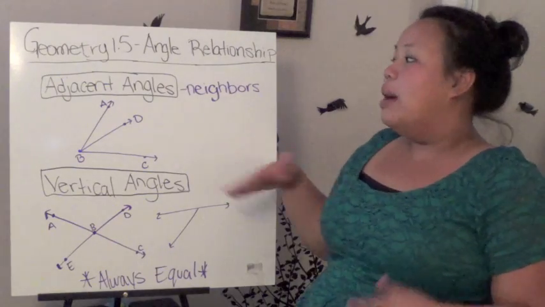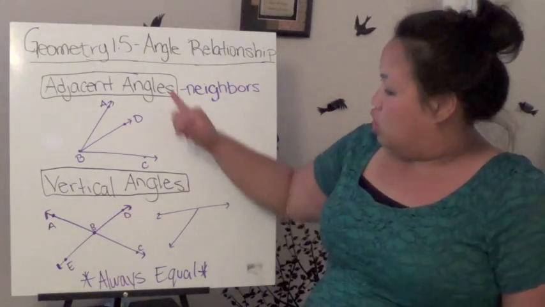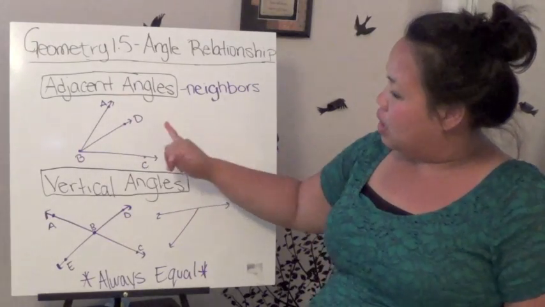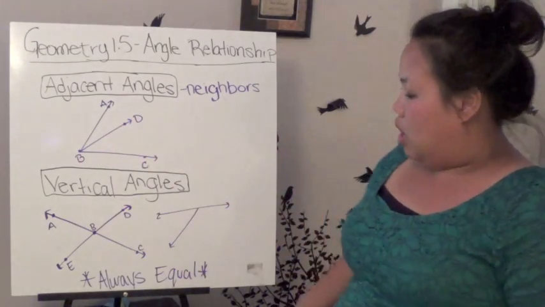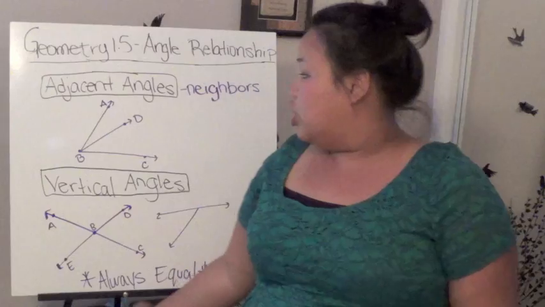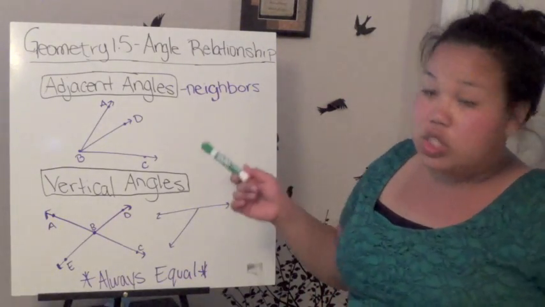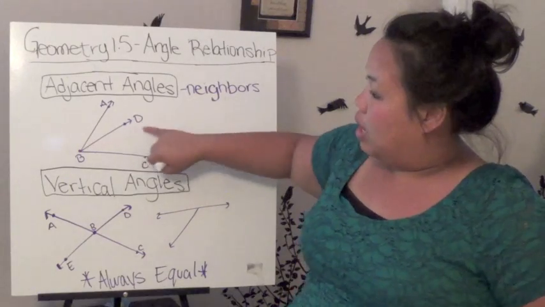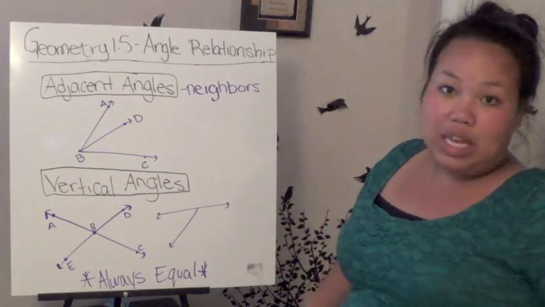Adjacent angles basically means neighboring angles. So you see right here where you have two angles, angle ABD and angle DBC. Not only are they neighbor angles, but they share a side, and in this case, which side would they share? It would be BD. Okay? So that's the term of adjacent angles. They're neighboring angles.